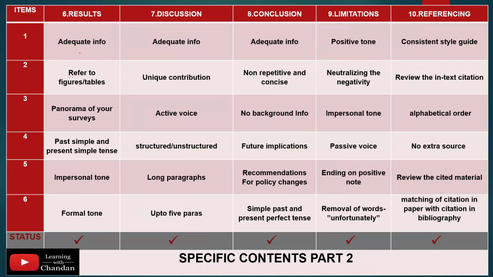The next specific contents for the proofreading checklist will help you to identify errors in your results section, that you have mentioned your results and represented them in the form of figures and tables. You have used an impersonal tone by eliminating too much reference to the first person, that is I, and you are adequately maintaining the formal tone by using the term we.